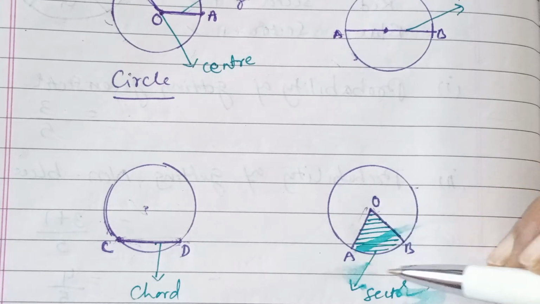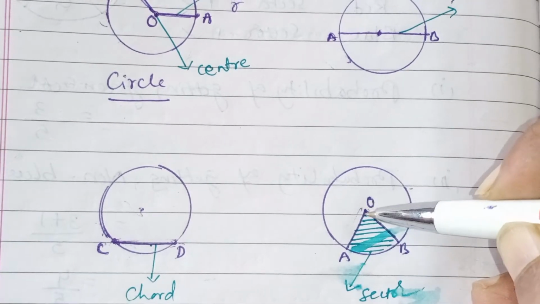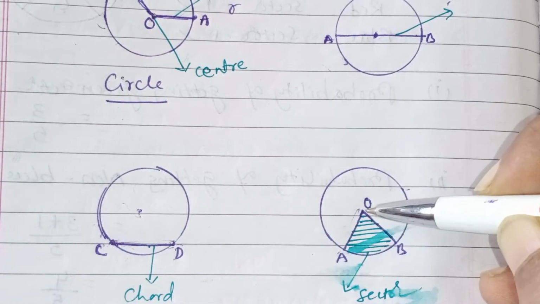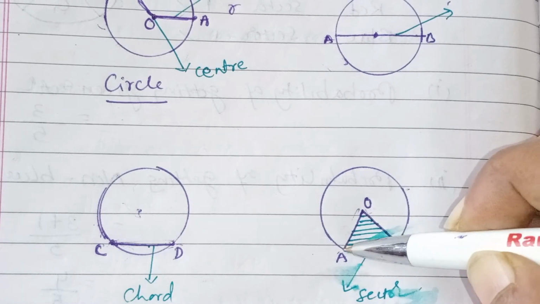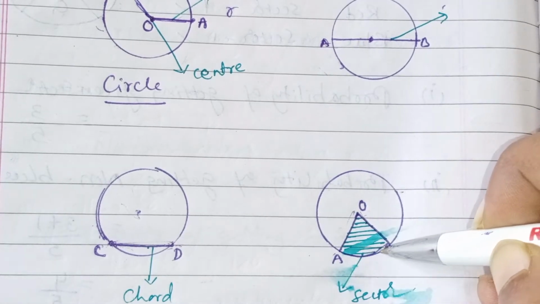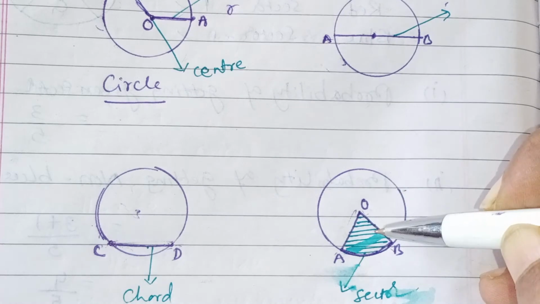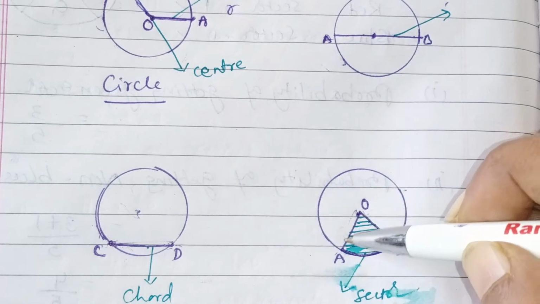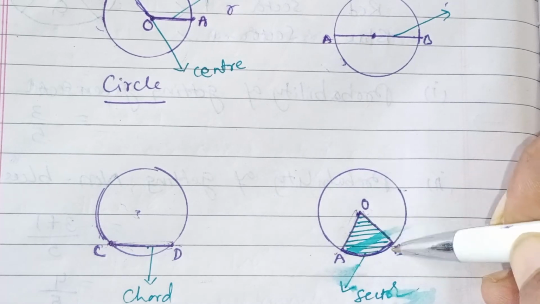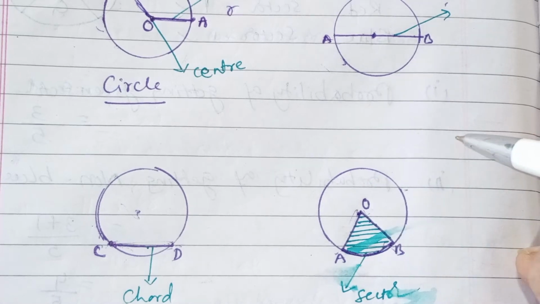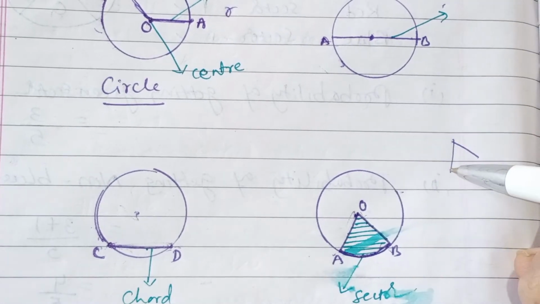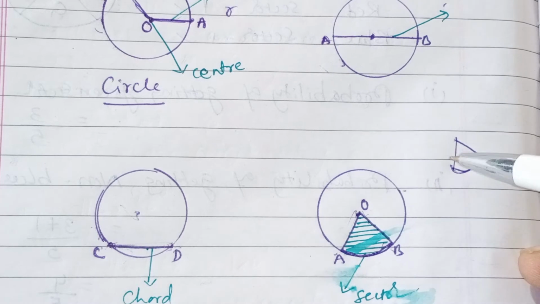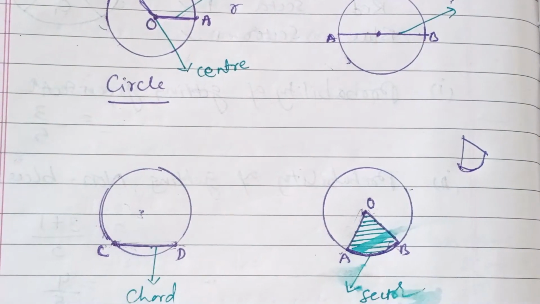Next one is sector. See, OA is the radius, OB is the radius, this is the arc AB. It is called arc AB. So if you want to form a sector, you need two radii and one arc like this, and this is a minor sector. Okay.